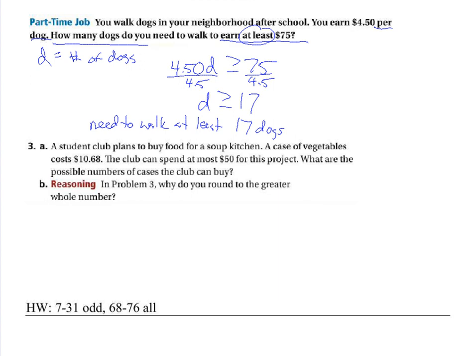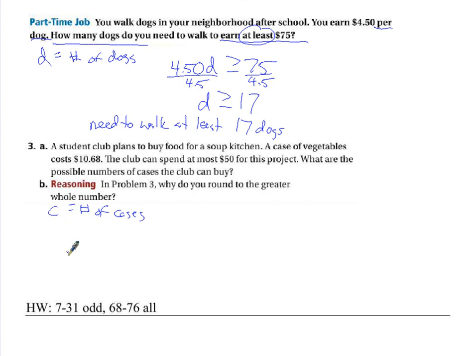So what's the first thing we should do? Define the variable. And the variable here is going to be what? You want to call it V for what? Vases? Oh, number of cases. So why V? Vegetables? Oh, okay. Or we could call it C for number of cases. I mean, it's cases. Or we call it X. It doesn't matter. Okay. So it says, what are the possible number of cases? So that tells you that the variable is the number of cases. And let's call it C for cases.